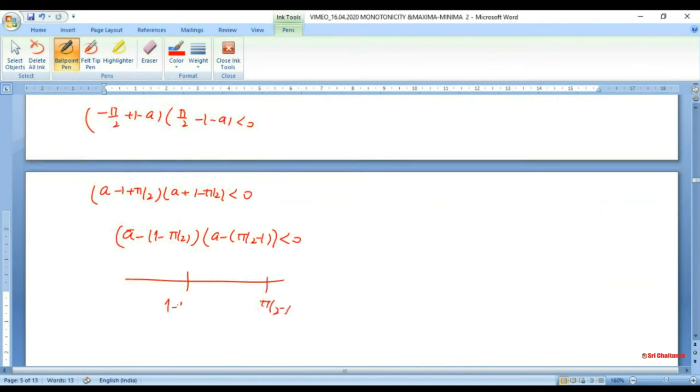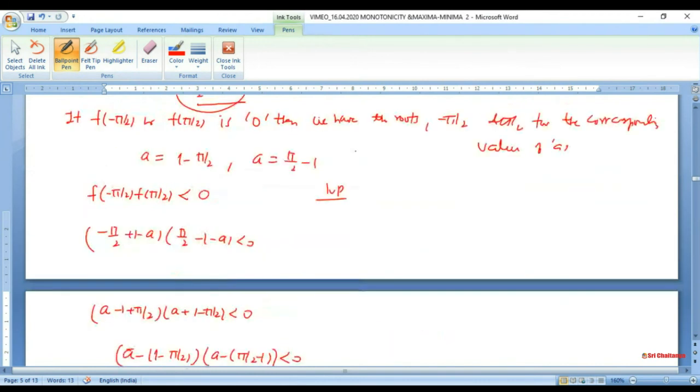This is 1 minus pi over 2. So it's positive, negative, positive. And so you have obtained that 1 minus pi by 2 less than a less than pi by 2 minus 1. But these points also are included here. These points do work. These 2 points do work.